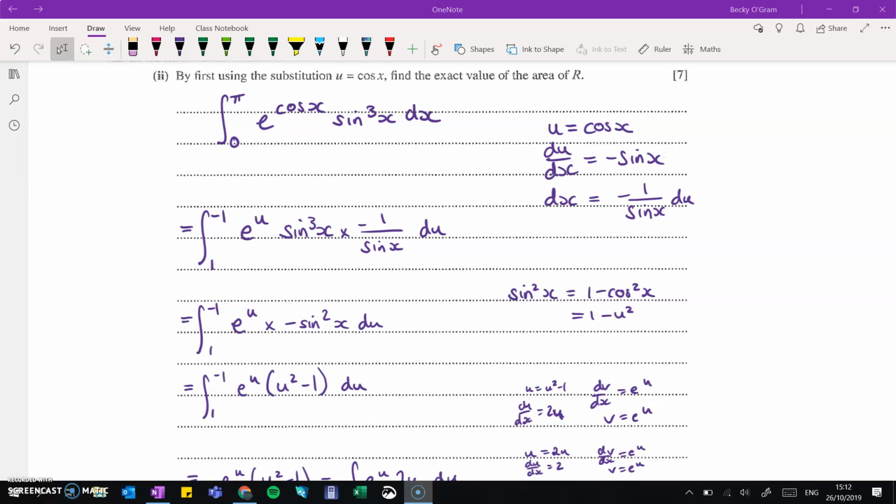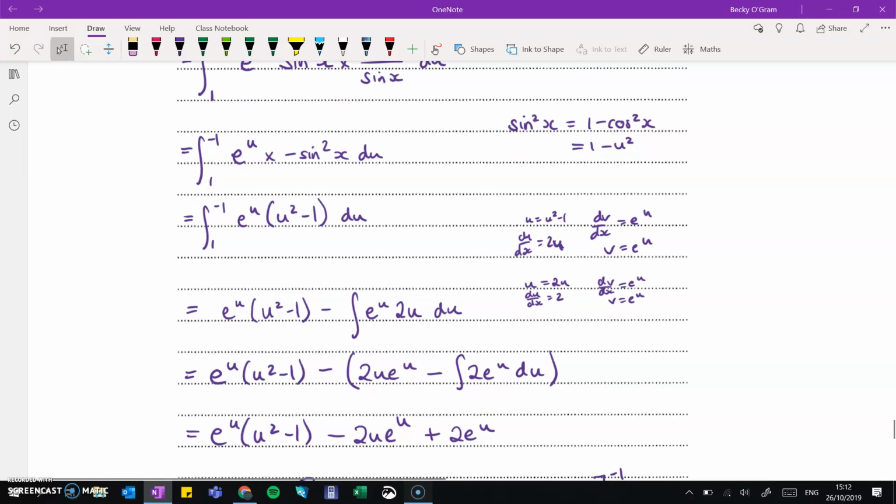So we get the sine squares cancel down to minus sine squared x. Now sine squared x is the same as 1 minus cos squared, which we can call 1 minus u squared. So we put that into here. Now since it was minus sine squared, it becomes u squared minus 1 instead of 1 minus u squared.